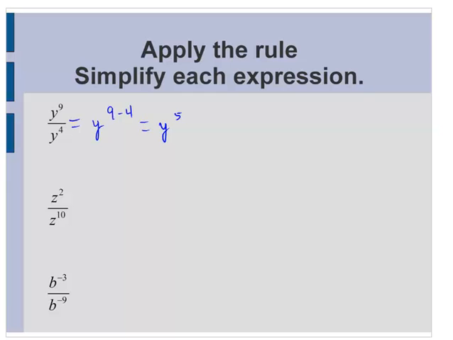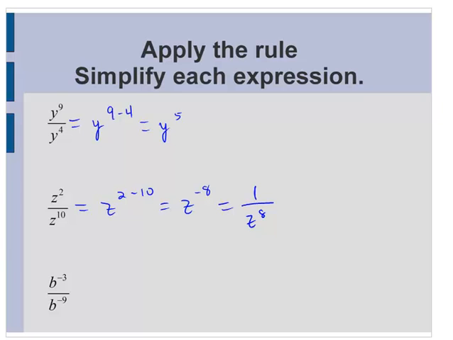Z to the 2nd divided by z to the 10th would be z to the 2 minus 8, which would be, I was getting ahead of myself there, z to the 2 minus 10, which would be z to the negative 8th power. Now, in general, we won't like to leave our answers with negative exponents, so we will write this as the reciprocal of z to the 8th.